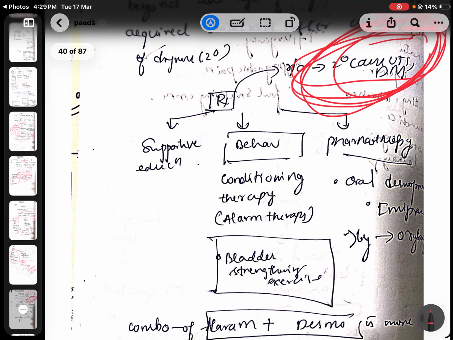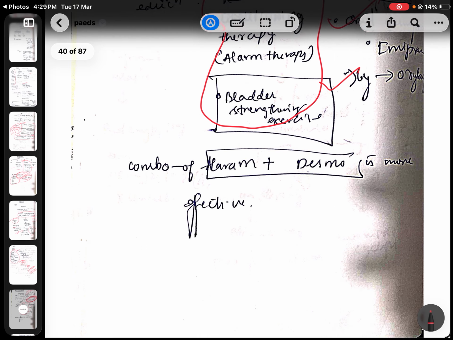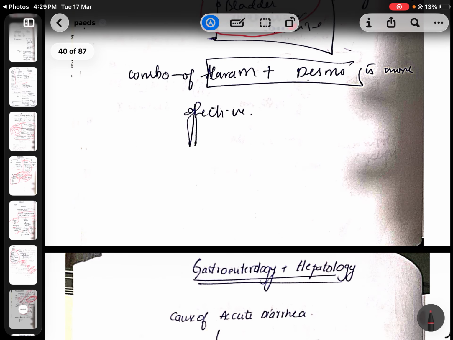And the major thing is many people will benefit from behavioral therapy, and there is alarm and desmopressin itself. So these are the options which you have. Okay, so that's it. It can be just a 3-marker question. So study only things which are important.